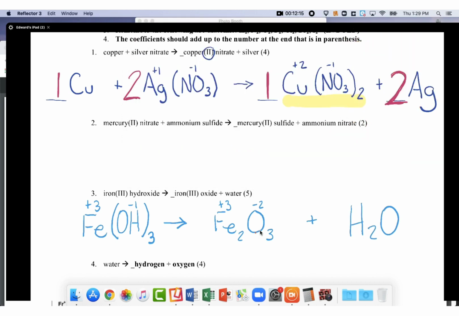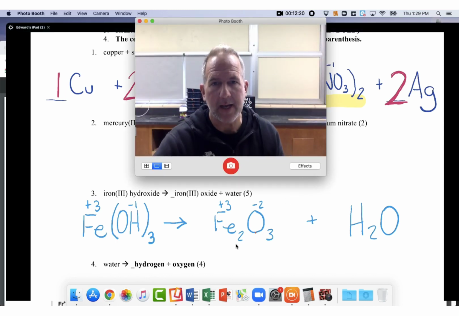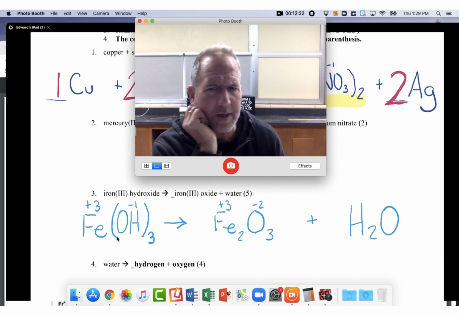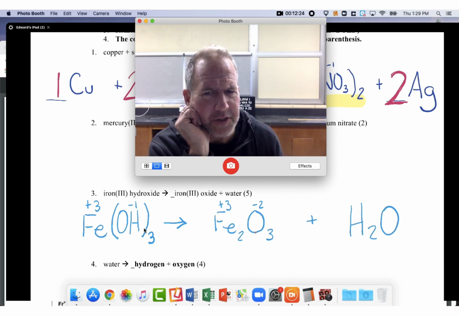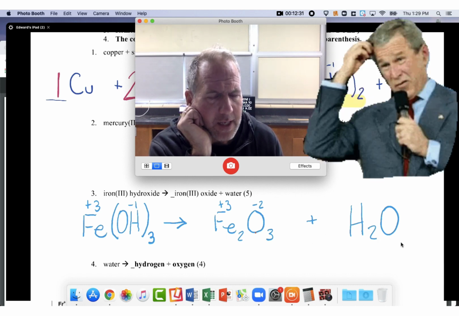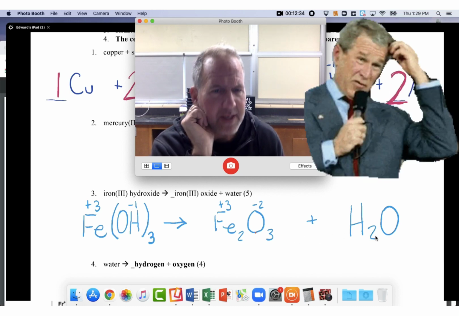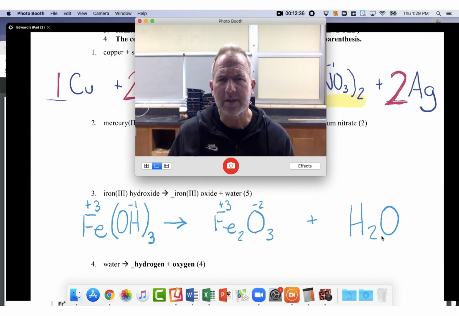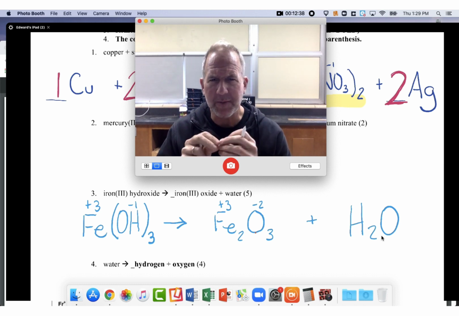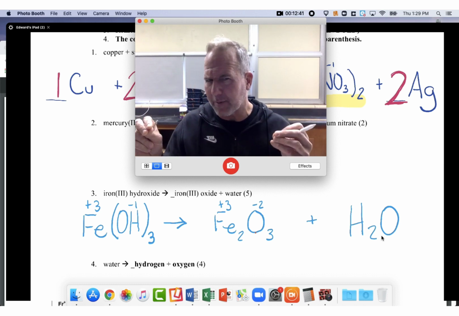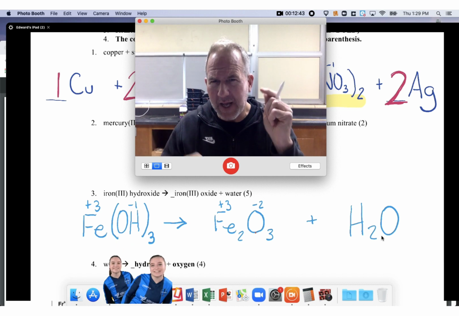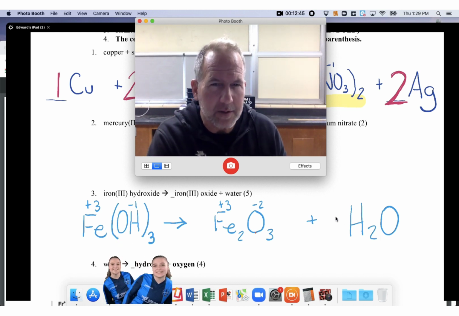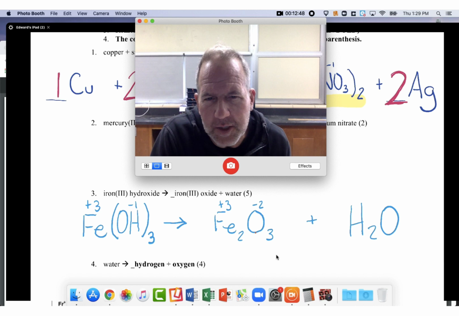Okay, when we look at this problem, the first thing that I notice is that you have something weird going on here. The oxygens and the hydrogens are together here in a polyatomic ion, but the oxygens have been separated up on the other side. You see that? Anytime you have something like that happening, it's going to be a little bit trickier. So that's something to look out for. If you have a polyatomic ion that has been split apart, then you're going to have to use the old brain a little bit harder this time. Okay, so let's see what we have here.